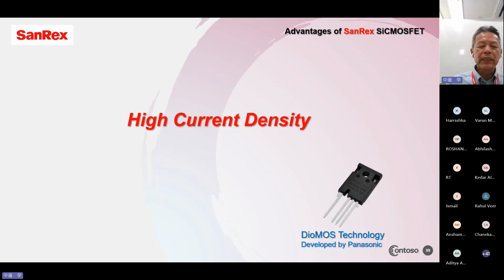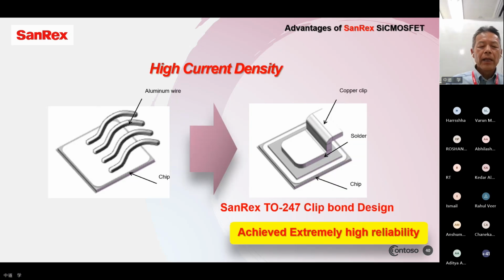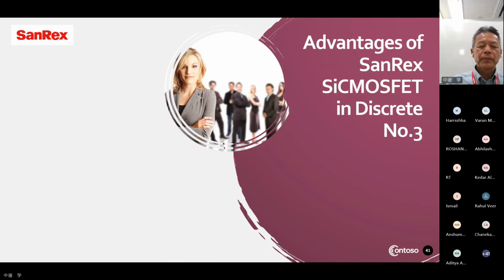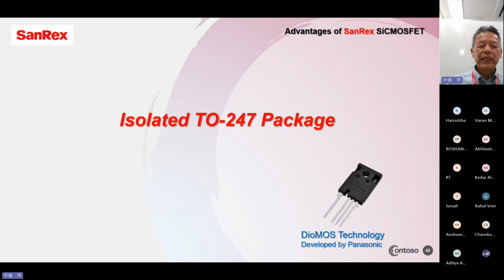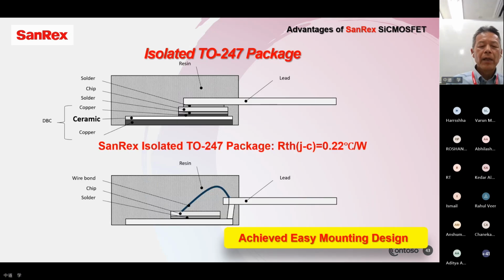Advantage number 2 for discrete, high current density. Our design is called clip-on design, not wire-bond. That's why there is very, very high durability and reliability, because of high current density. Advantage number 3, isolated package of TO247. Our package is an isolated package TO247, so it's easy for mounting and for design.